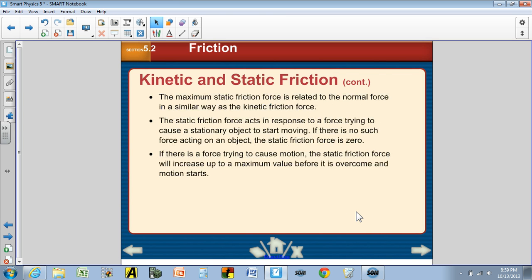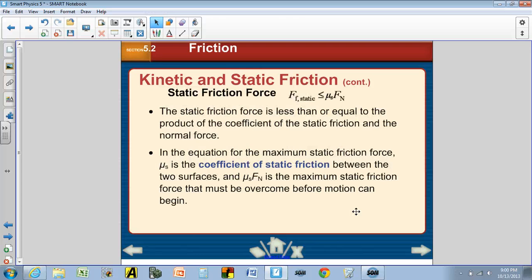Maximum static friction is related to the normal force in a similar way to the kinetic friction. Static friction, again, is the stuff that's trying to keep it from moving. If there's a force that's trying to cause it to move, the static friction will increase in value before it is overcome and the motion starts. Again, very similar equation. The static friction force is going to be less than or equal to the coefficient of friction times the normal force. So the static friction is less than or equal to the product.